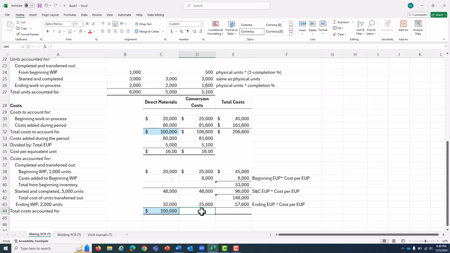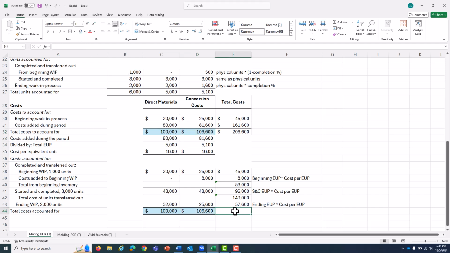Well, let's try to do that. We started with $25,000 already committed in conversion cost to our beginning WIP. We added another $8,000 of that into that beginning WIP of conversion cost to finish it. We made a bunch of units from start to finish and incurred $48,000 in conversion cost to do so. And we've already committed $25,600 worth of conversion cost to the units, which we're still working on when the period ends. And if we total that all up, it's $106,600. And just like before, those two numbers match, so we know we're good there.